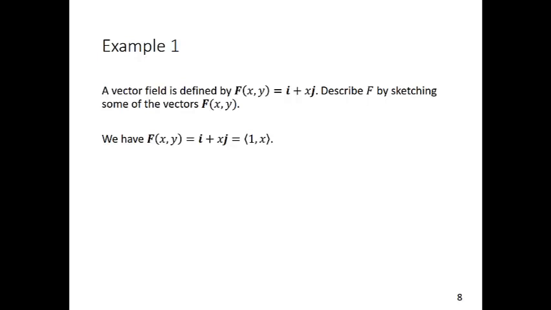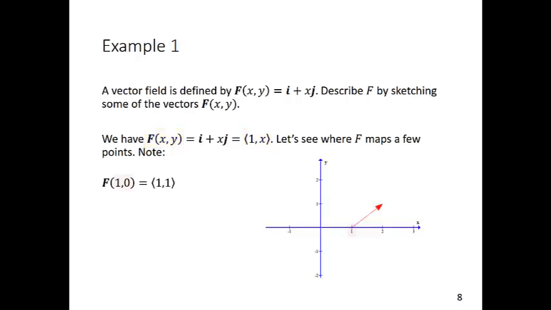And let's see where F maps a few points, starting with the point (1, 0). So notice that F of (1, 0) will be the vector ⟨1, 1⟩. So to sketch this, we'll start at the point (1, 0) and draw a vector that goes to the right 1 unit and up 1 unit. You see it here on the screen.